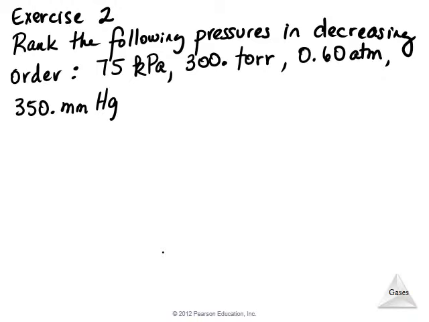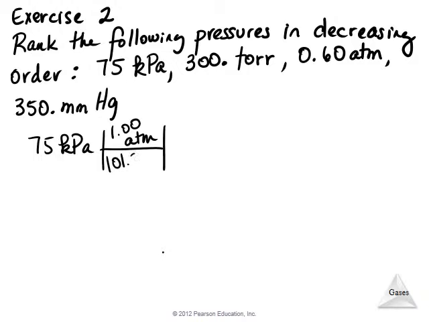Well, for me it makes more sense to put everything in atmospheres. I know that atmospheres are really the standard unit that I'm going to use for a chemist, even though that is not the SI unit. It's typically the one that we're going to use, and so that's the one I'm going to work with. So if I start with these and I convert 75 kilopascal to atmospheres, I know that 1 atmosphere is equal to 101.325 kilopascals.